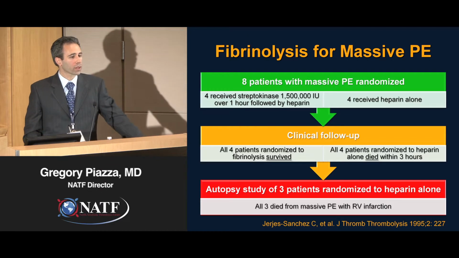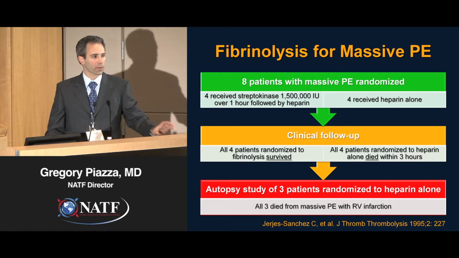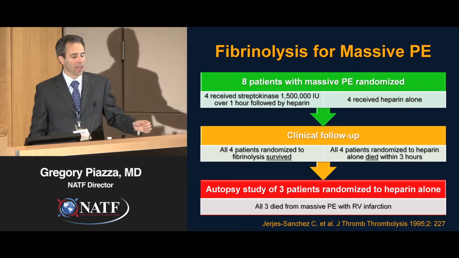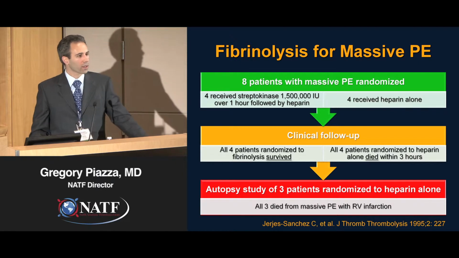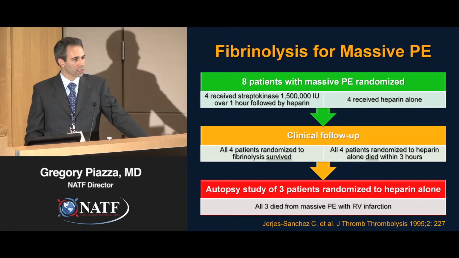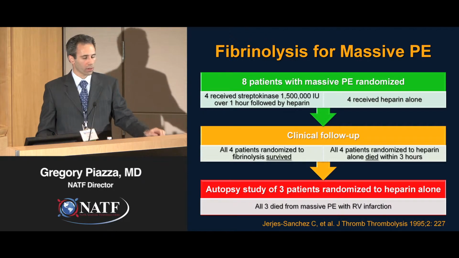Now, we have clinical trials to support the use of systemic clot-busting drugs. For massive pulmonary embolism, again, those are the unstable pulmonary embolism patients, the best study that we have is a small 8-patient randomized controlled trial. This study assigned 4 patients to receive the clot-busting drug streptokinase, followed by heparin, and then the other 4 patients were randomized just to get blood thinner of heparin alone.